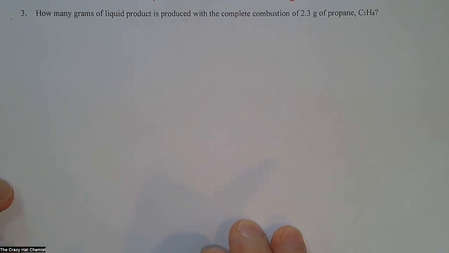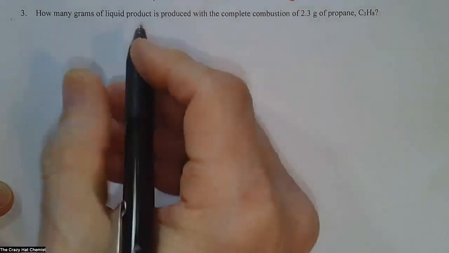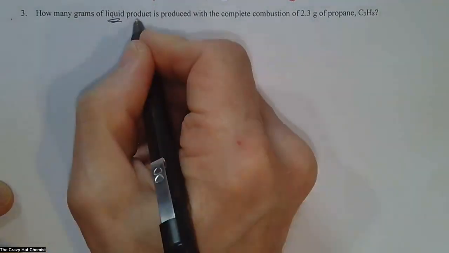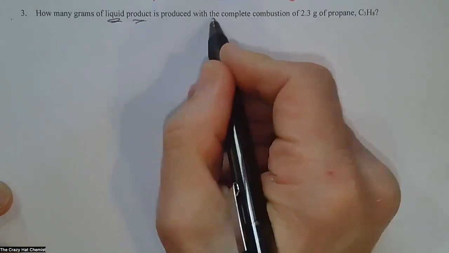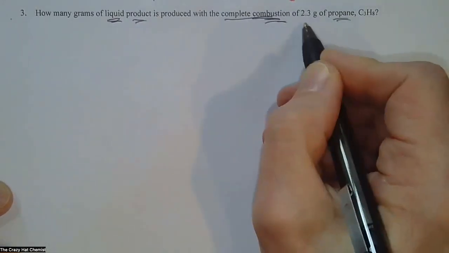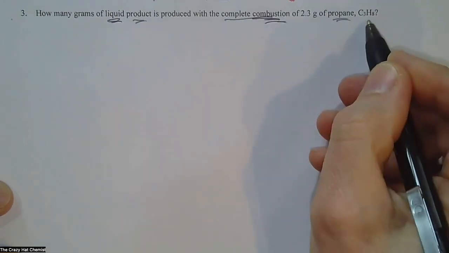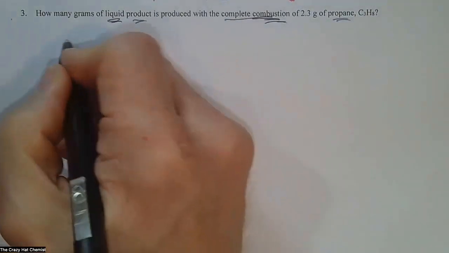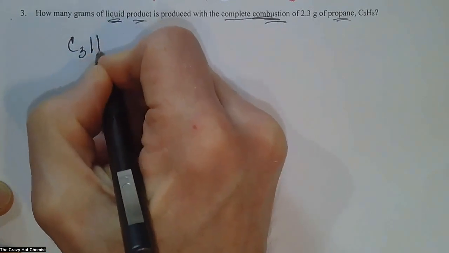All right, so it says, how many grams of liquid product is produced with the complete combustion of 2.3 grams of propane. So the formula for propane is C3H8.